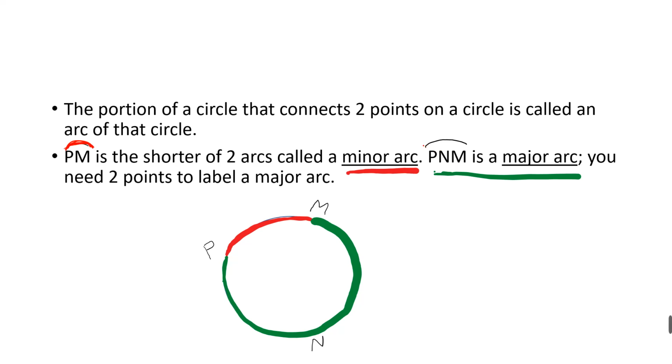Arc PNM is a major arc. Arc PNM is this green, bold, outlined portion of the circle, and that is the major arc. I have that you need 2 points to label a major arc, but that's incorrect. That is a typo, and you need 3 points to label a major arc.